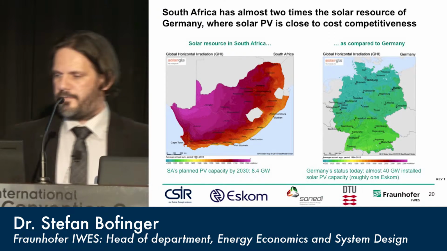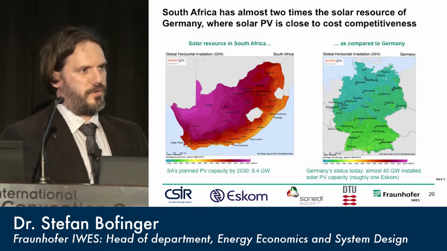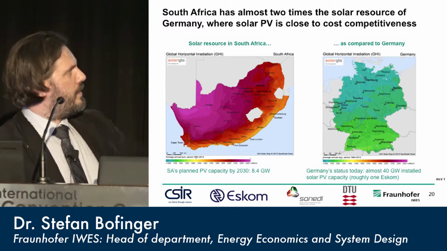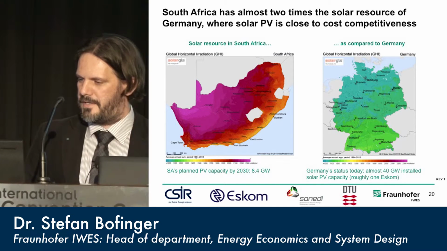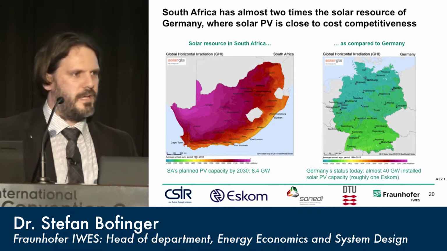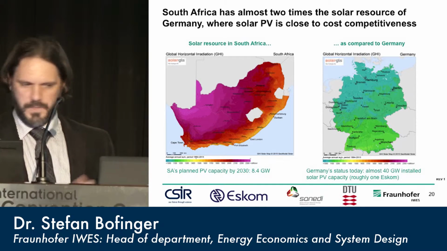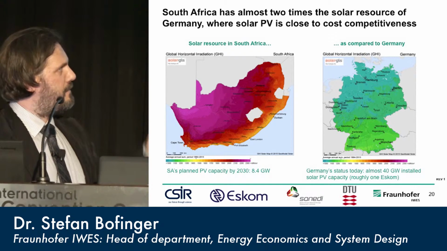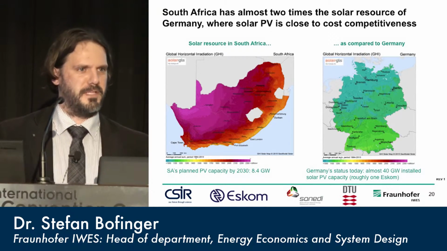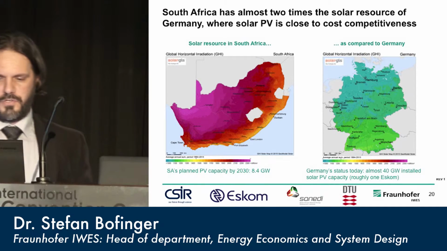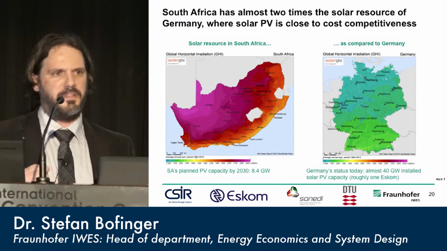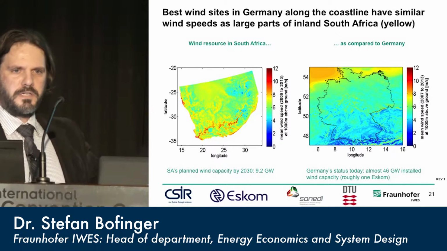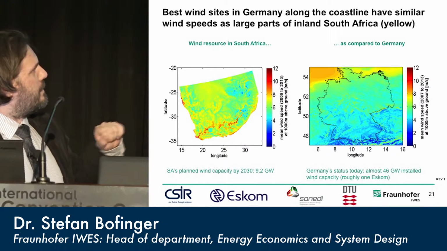Compared to Germany, where we have already installed a huge amount of PV solar capacity, about 40 gigawatts. On the right-hand side, you see a lot of green colors. That means we have about 1,200 kilowatt hours per square meter irradiance per year. Looking at the left-hand side, that's South Africa in all the red. That means there are very good, much better resources than in Germany. That's again for solar, obviously.